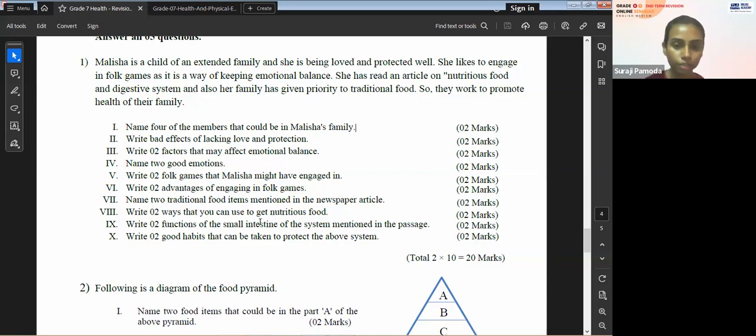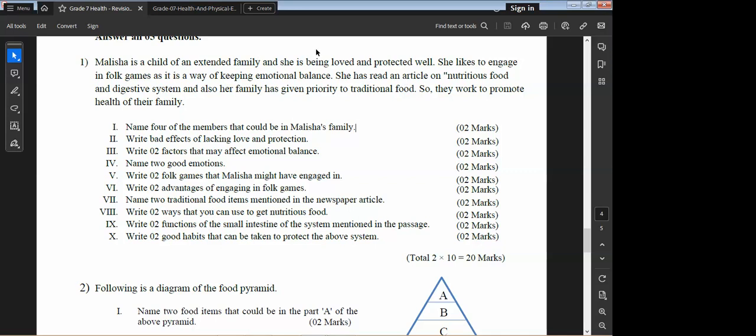Name two traditional food items mentioned in the newspaper article. So here they have mentioned that Malisha has read an article, no? Right? So here the question is about name two traditional food items that might be mentioned in the newspaper article. So tell me some examples for traditional foods. Rice and curry.